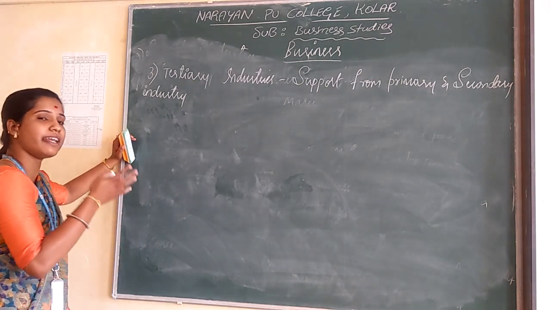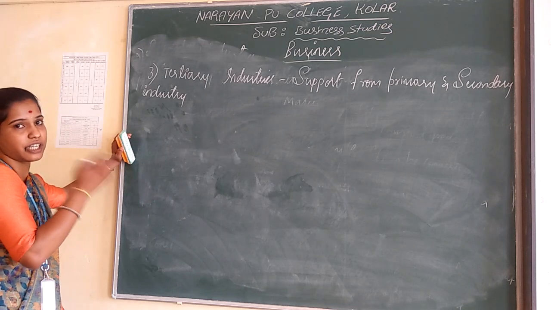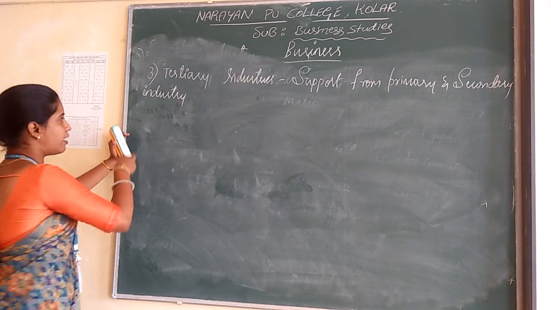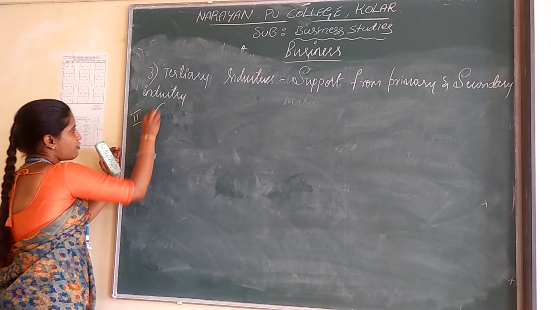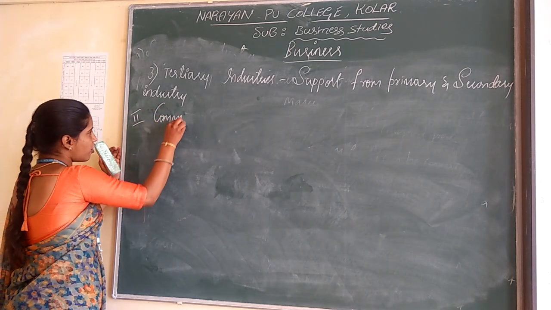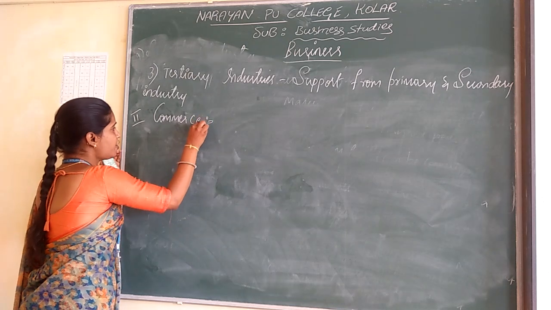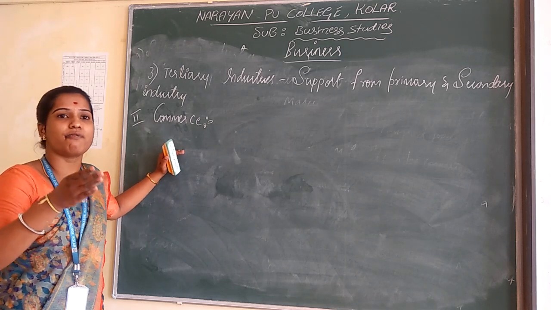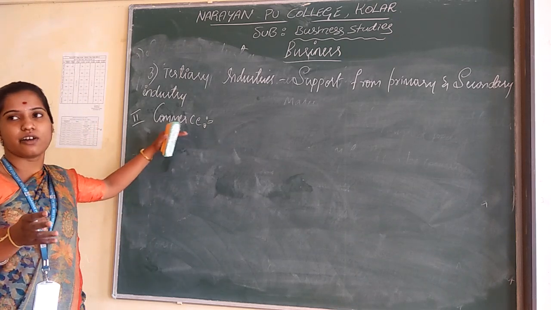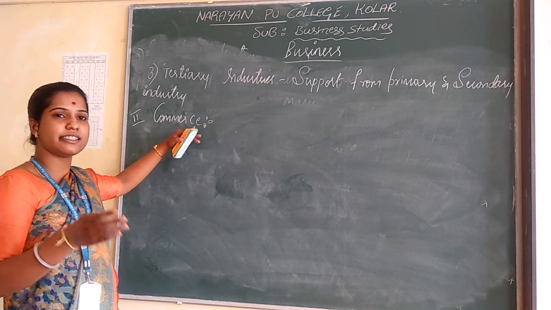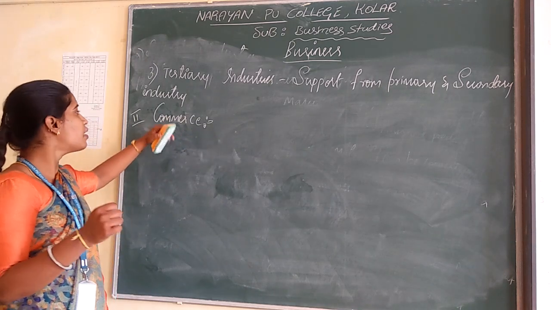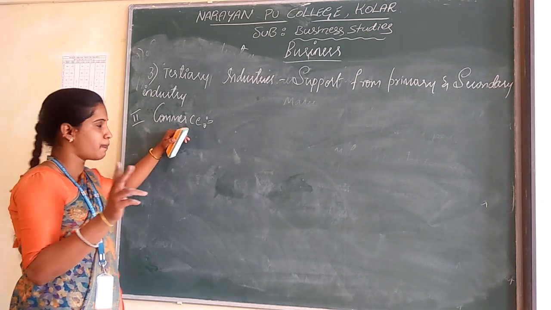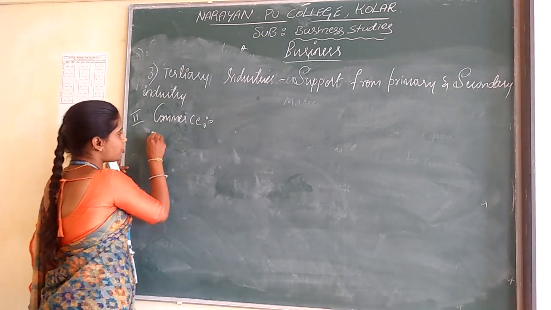So this will be it for the industries classification. Now let's move on to the next classification, the second one, commerce. The next main classification of business activities is commerce. Commerce means purchase and sale of goods and services. Commerce can be broadly classified into two types.